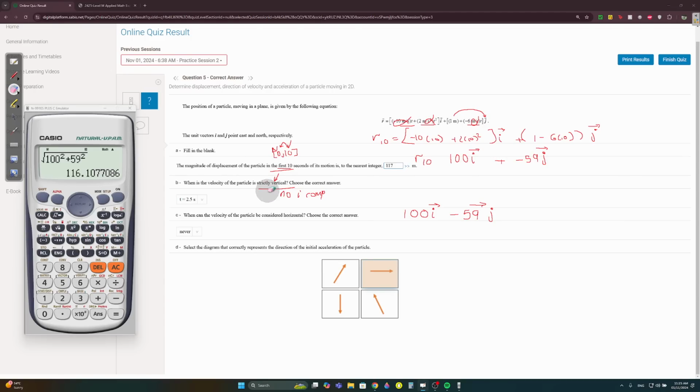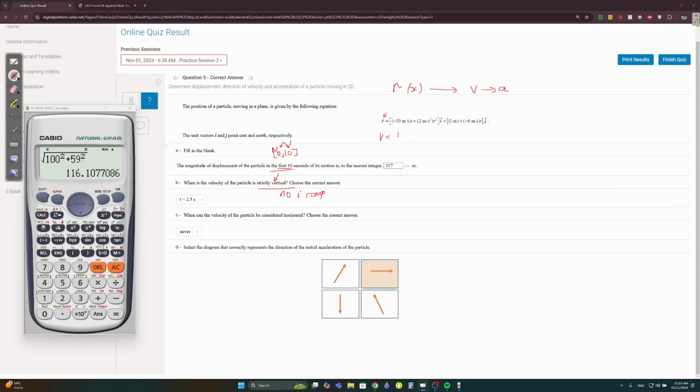Of course, we need to find first what the velocity is, for me to see if it has an I component or a j component. Let me erase this. This is my position, right? How do I find the velocity? R, or like it's called x, goes to v, goes to a. So the velocity would be the derivative of r with respect to time.